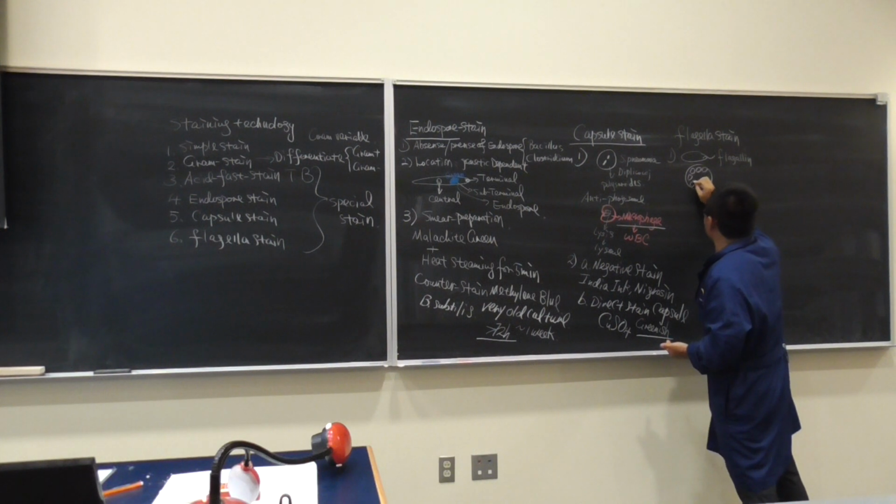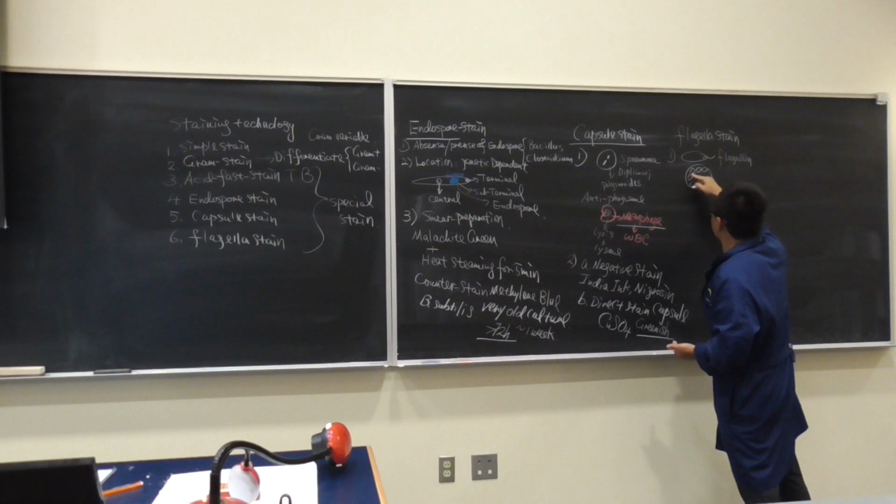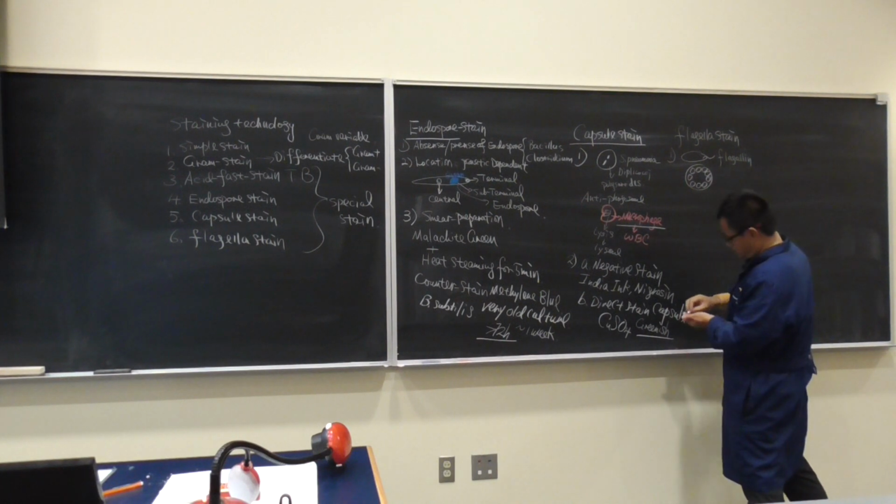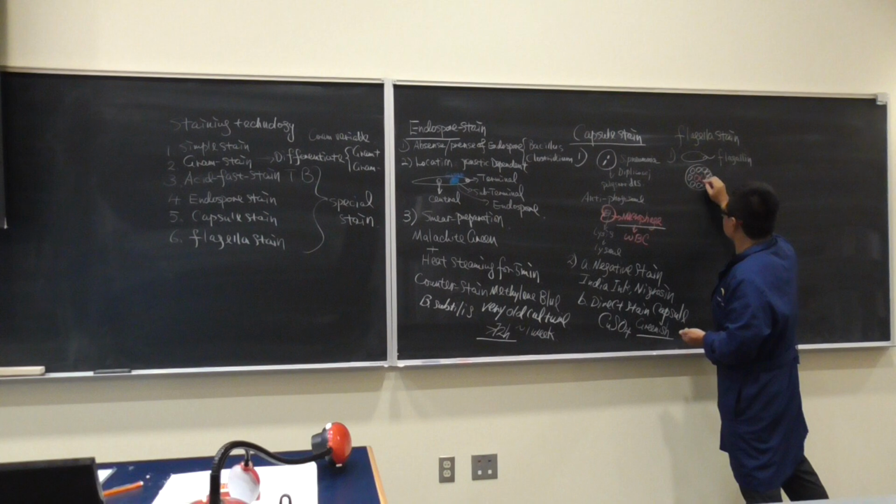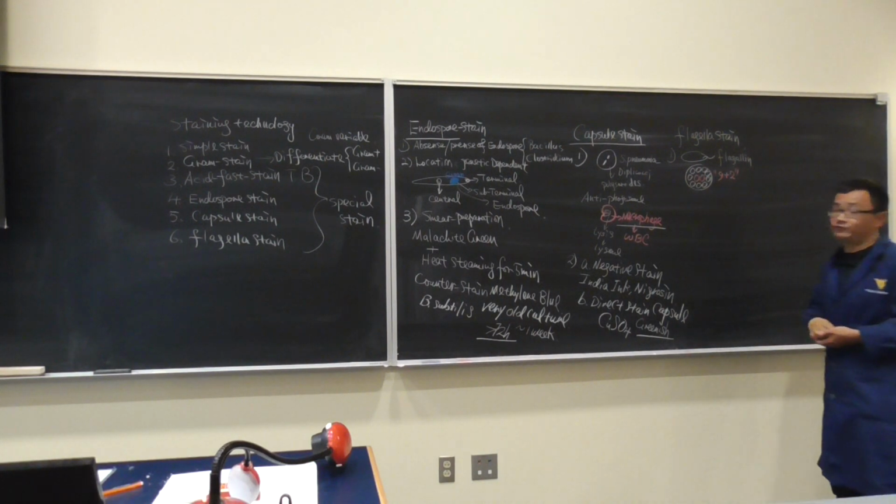Now, for the fungi, what it looks like is a circle: 1, 2, 3, 4, 5, 6, 7, 8, 9, and in the middle there is a 2. So we call it a 9 plus 2 configuration for a eukaryotic flagellum.